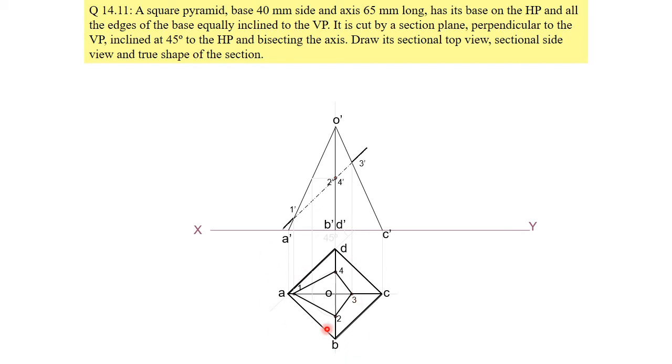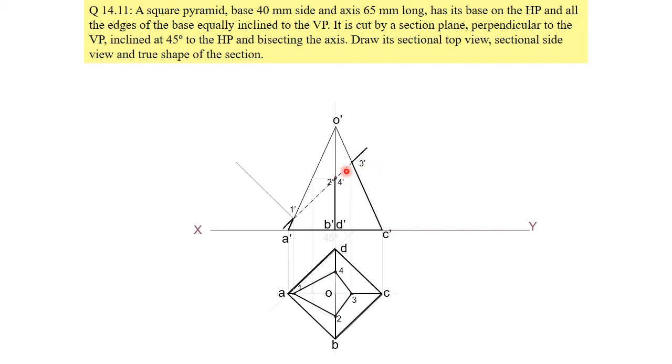After all this, mark all these cutting points over here: 1 dash, 2 dash, 3 dash, 4 dash, and in the top view, 1, 2, 3, 4. This is darkened. After cutting the front view and removing the top portion, the rest of the portion needs to be darkened, and the top view also needs to be darkened.